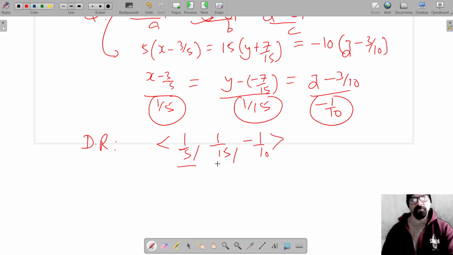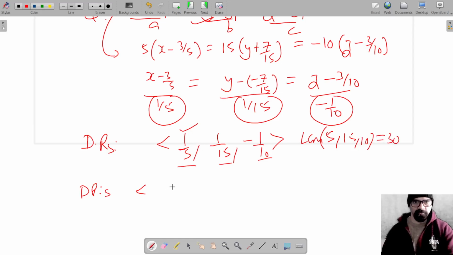And the LCM of 5, 15, and 10 is 30. So if I multiply all these terms with 30, so LCM is 30, let's multiply each term with 30, which gives me 6, this is 2, and this is negative 3. So these are the direction ratios.